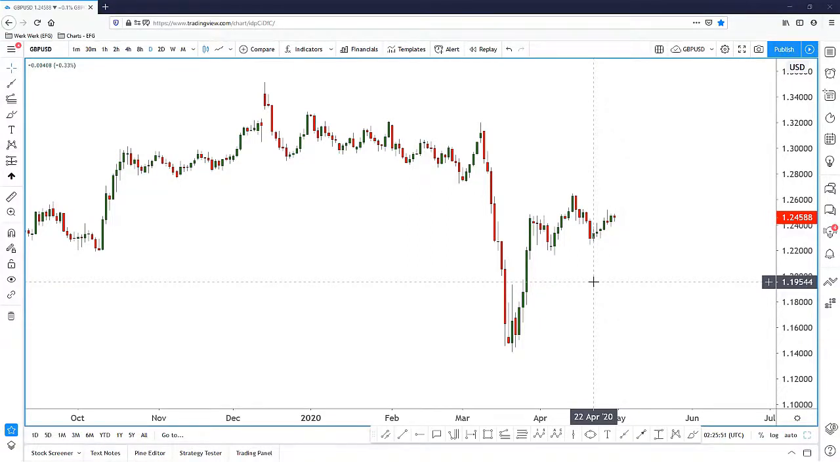And for today's trade of the day, I will be looking at the pound dollar. That's GBP USD. All right, so recently the markets have been crazy.